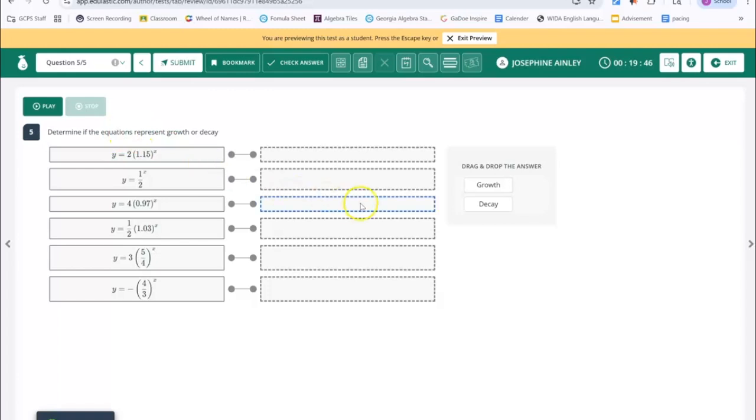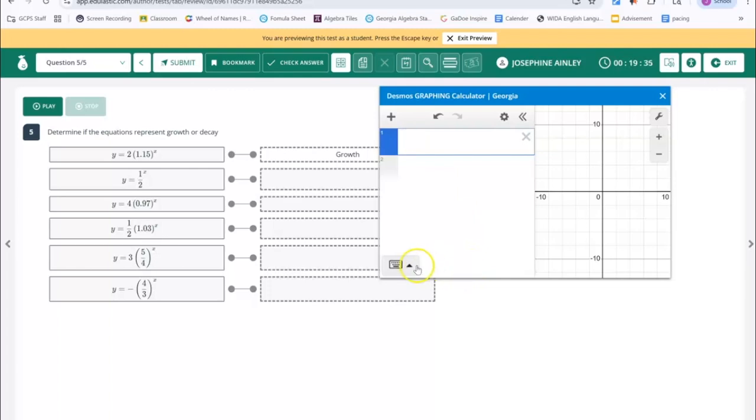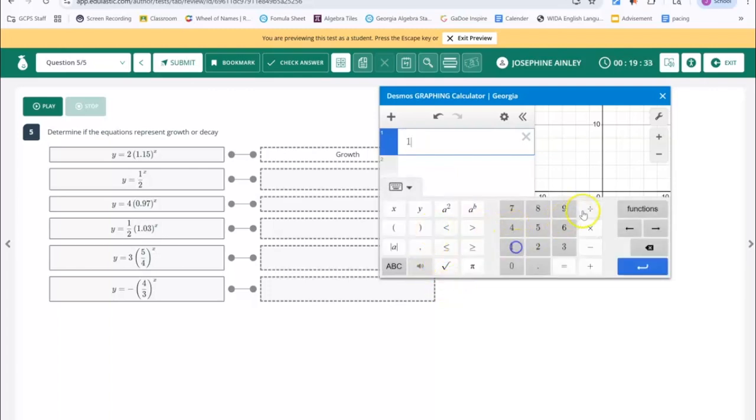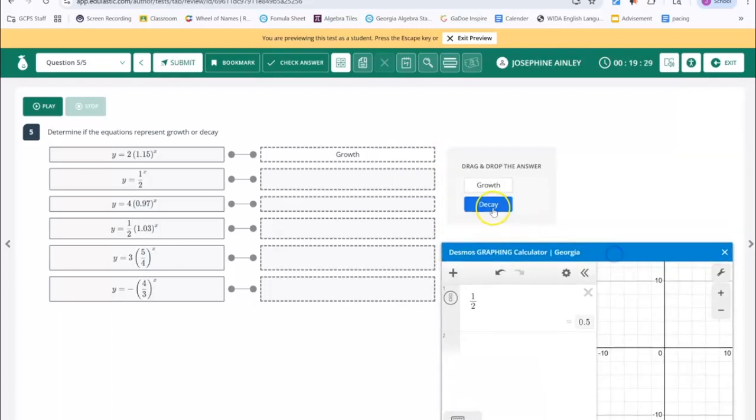All right, finally, we're going to match this with growth and decay. So all we're looking at is the factor. If it's greater than 1, it is growth. 1/2 is 0.5, but if you don't know it, you can again type it into the calculator. So you're going to do 1 divided by 2. You can see it's 0.5, so you know that that is decay. 0.975 is between 0 and 1, so it's decay. 1.03 is greater than 1, so you can see it's growth.